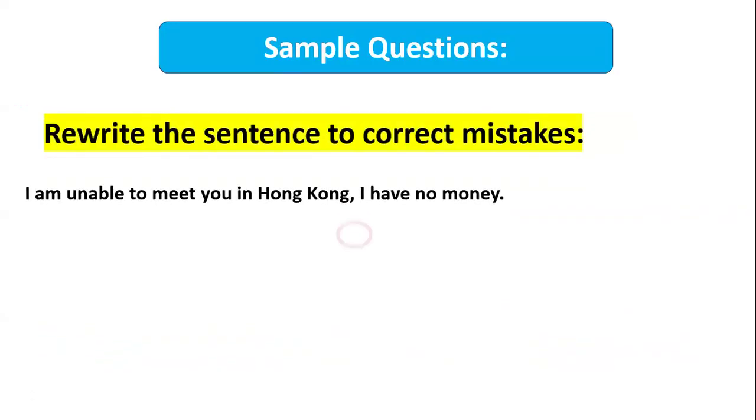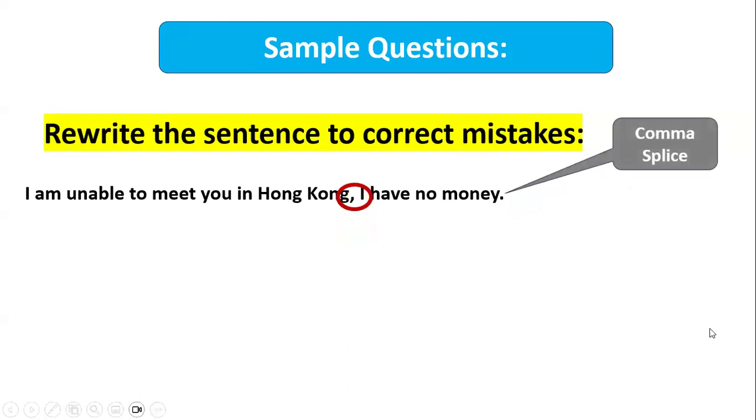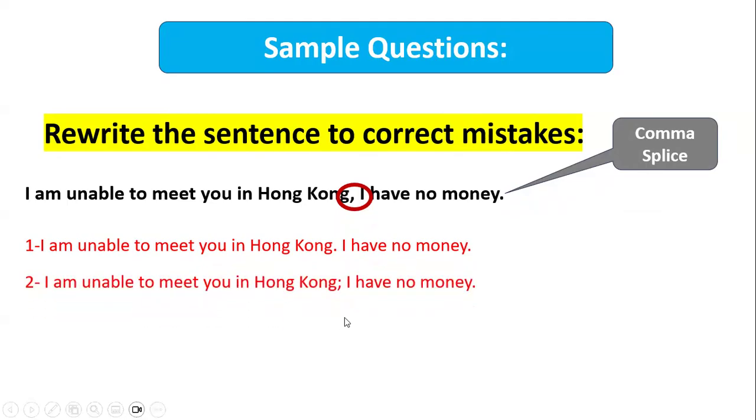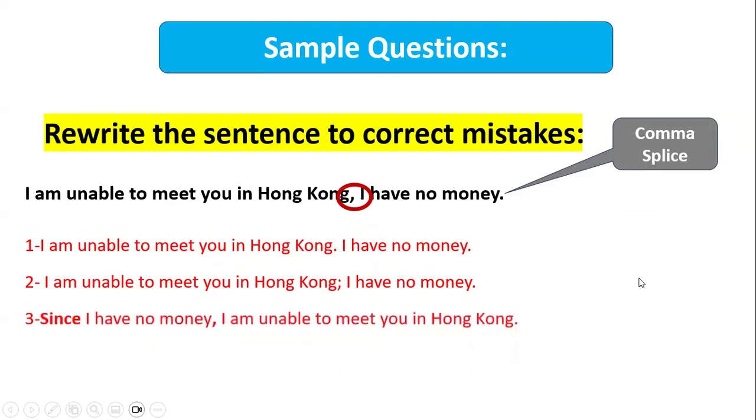Okay, another question. I am unable to meet you in Hong Kong. I have no money. You can see here that I have a comma splice. All right, so how can I fix this? First way, I am unable to meet you in Hong Kong. Full stop. I have no money. Okay, it's possible, but it's not a nice one because you need to find some sort of a relationship, and I think it's kind of clear here. Or I can use a semicolon to show you that these sentences are related. Or I'm using the word since, which means because.